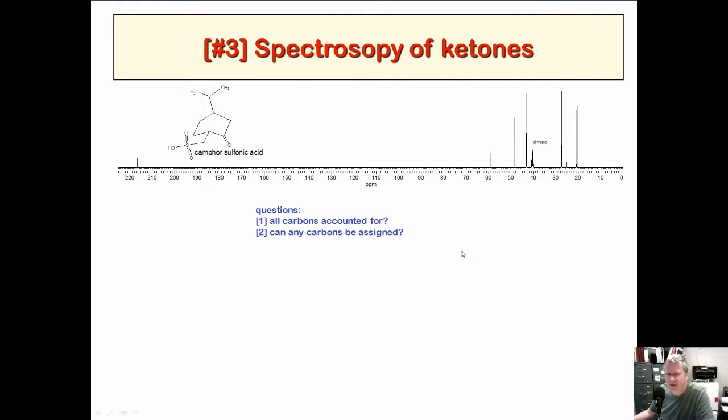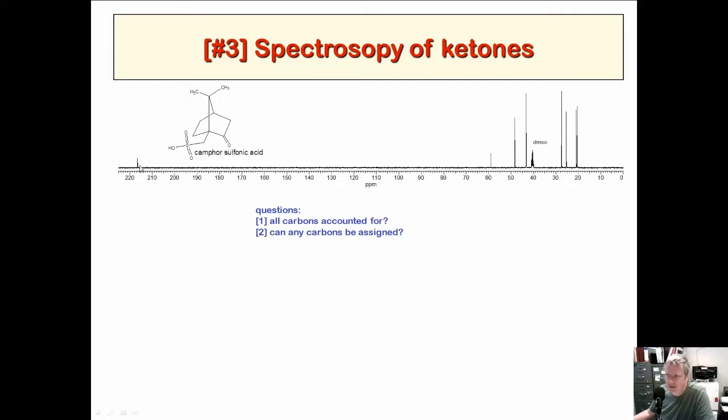Okay. This is just a fun one. Remember DEPT. Again, we're not really emphasizing this, so don't worry too much about it. But it is cool. DEPT was the thing that told us CHs versus CH2s versus CH3s, right? So this is camphor sulfonic acid. It's just a miscellaneous molecule. It's got a ketone in it, right?